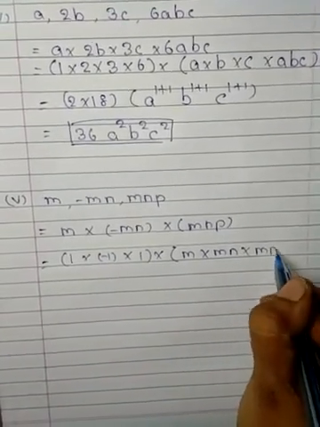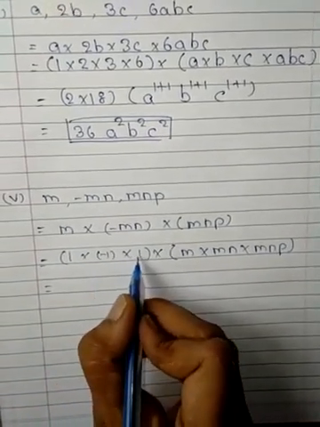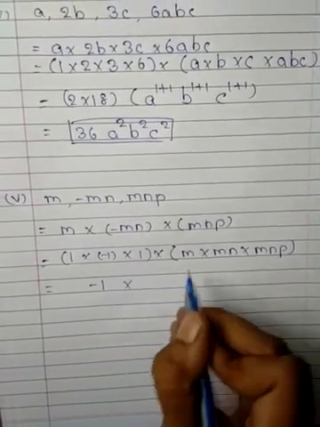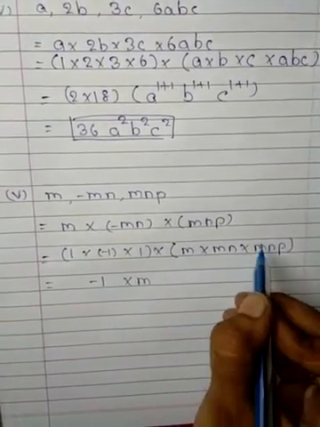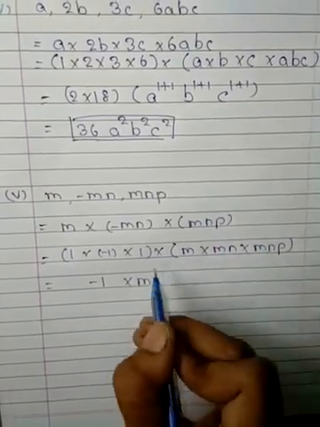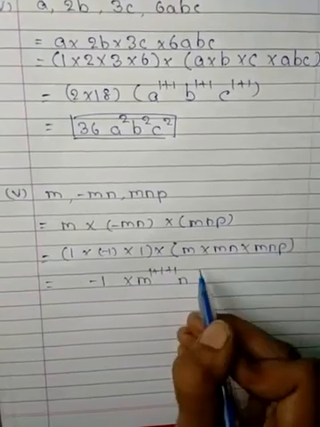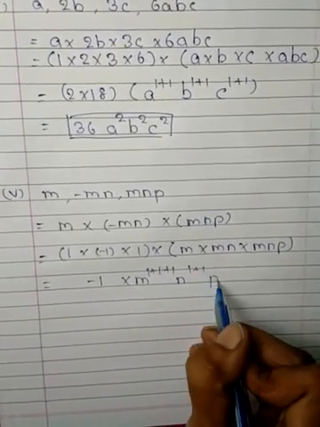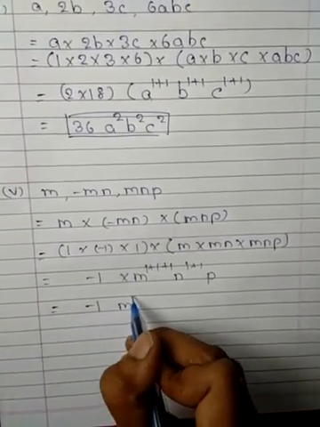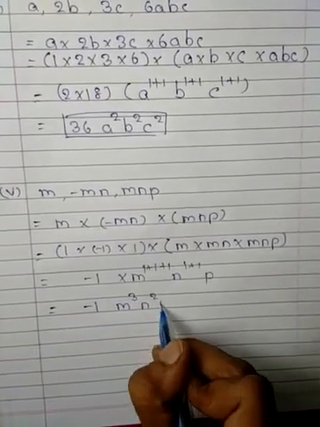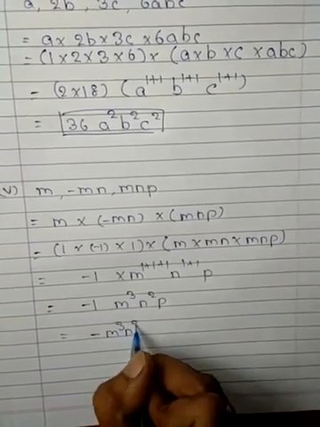Multiplied by mnp. 1 multiplied by minus 1 multiplied by 1 is minus 1, and you can see that variable m is similar here, so adding all the powers, that is 1 plus 1 plus 1. And n is 2 times here, 1 plus 1, and p is as it is, no other p. So here it is minus 1 m raised to 3 n square p, which you can also write as minus m cube n square p.